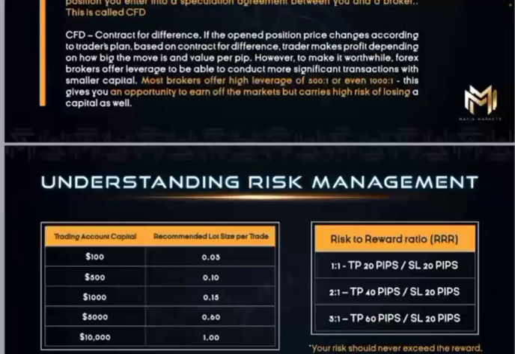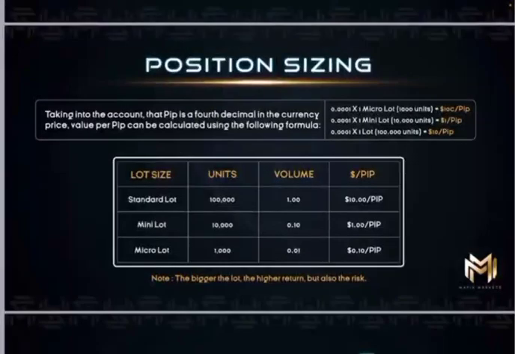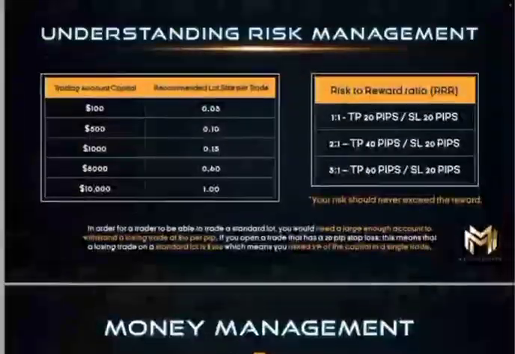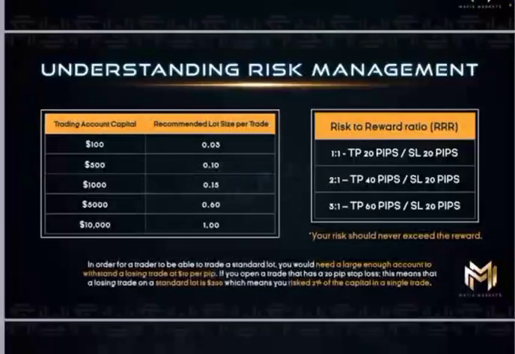Understanding risk management is part of the knowledge that is very frequently neglected by traders. If you have a trading account capital of $100, the recommendation for your lot size would be 0.03. What is 0.03? When we talk about 0.03, that would be a micro lot. You would be getting then 30 cents per point or per pip. Subsequently, when you have $500 or $1,000 of capital, the recommended lot will increase because you can take slightly higher risk, depending on what capital your account is funded with.